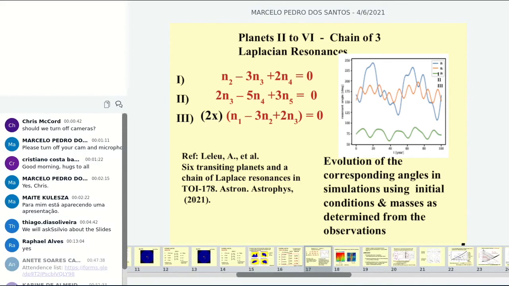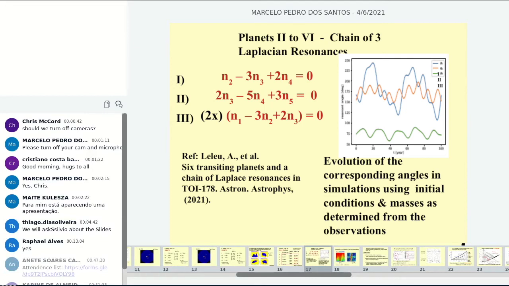Well, I go quickly here because Robutel has already shown these pictures 1 week ago. We have three Laplacian resonances between these periods. 1, 2, 3, 4, 5 are the numbers of these five planets that have been selected. And you have then n2 minus 3 n3 plus 2 n4 equal to 0. The other one, n2 minus 5 n3 plus 3 n4 equal to 0. And the other one, n1 minus 3 n2 plus 2 n3 equal to 0.